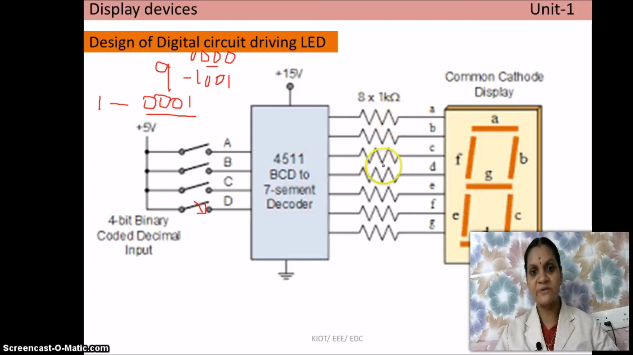What will the output be? To display 1 here, what are all the segments to be energized? B and C segments to be energized. So only the corresponding outputs B and C will be 1 and all other outputs will be 0.